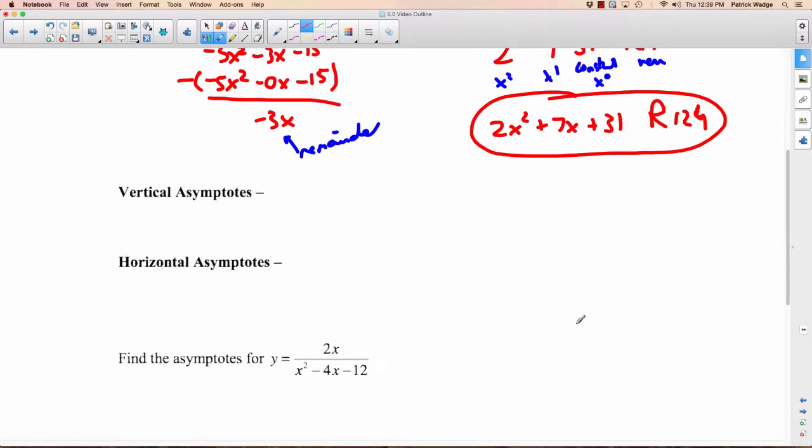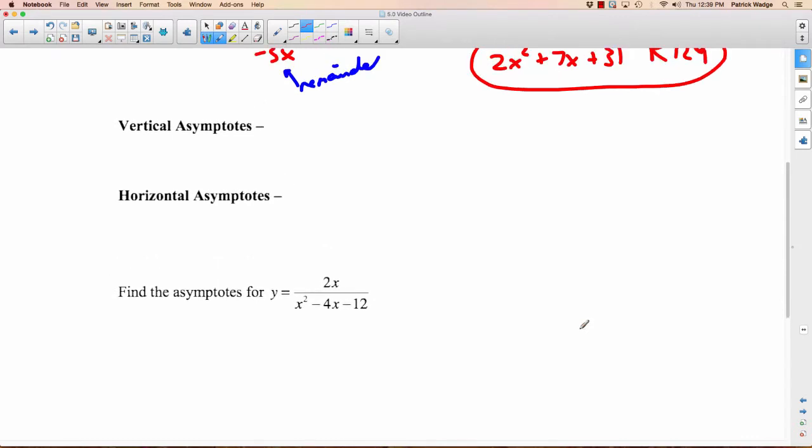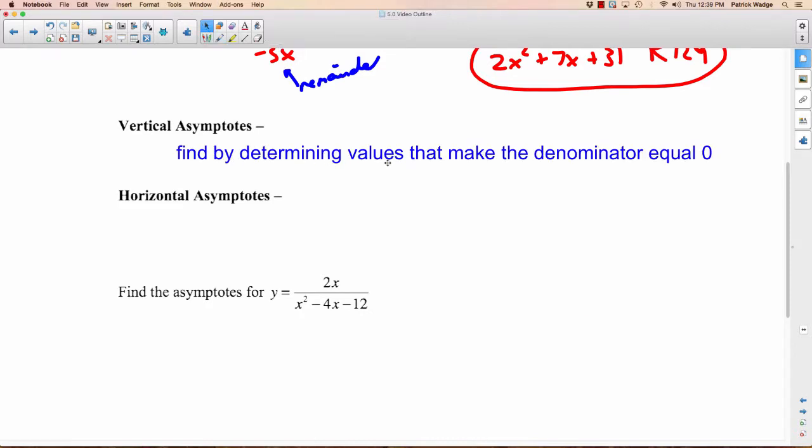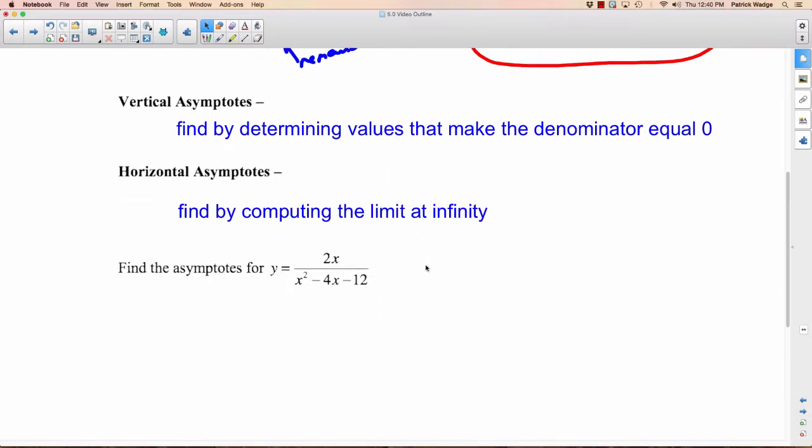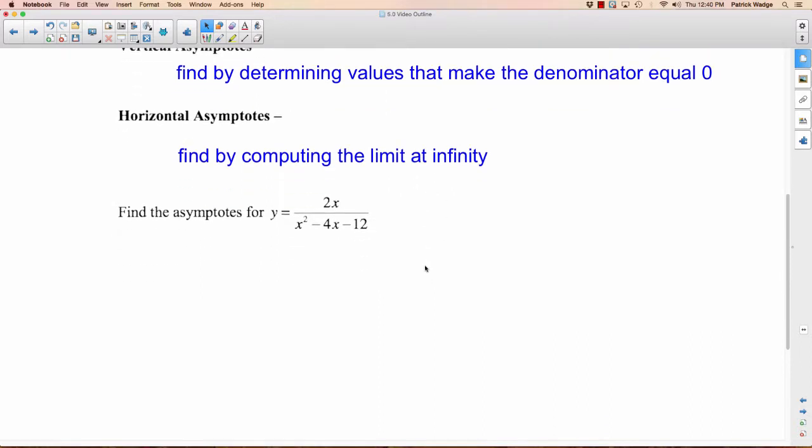That's number 4. And now a few things that we did earlier in the course. We actually started chapter 5. I don't know if you remember, we did 5.1 and 5.2 when we were working on chapter 1. So we're going to go back and review a few things here that people sometimes have difficulty with. Vertical asymptotes. You can find them by determining values that make the denominator equal 0. And horizontal asymptotes, you're going to find by computing the limit at infinity. So I think we're going to have to give some examples here to really solidify this.